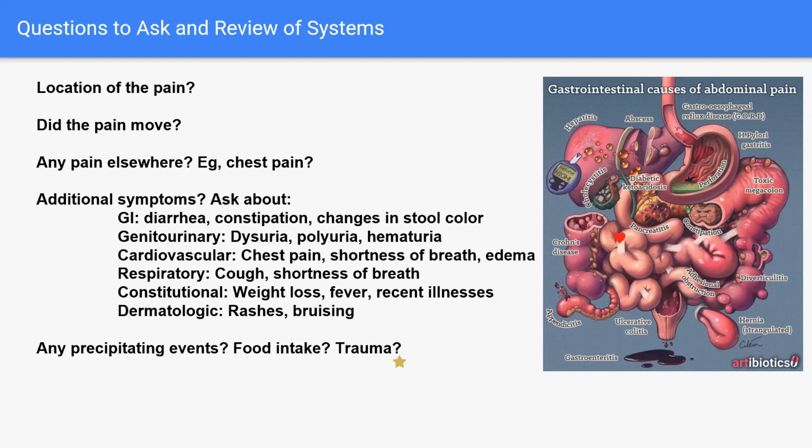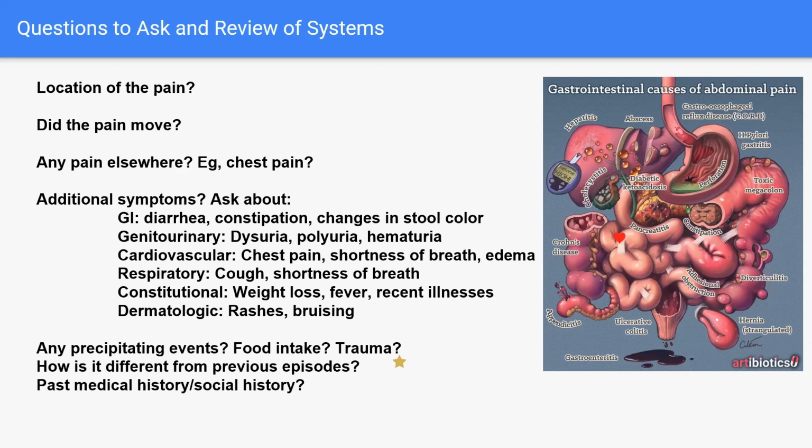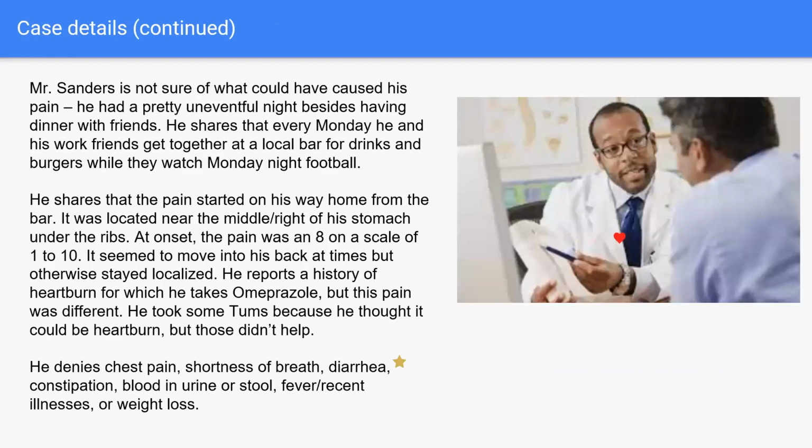And then two, is there anything that he thinks may have caused the abdominal pain? And how is it different from previous episodes that he's had? And then, as always, past medical history and social history. All right, so I think this is our last big chunk as far as the information we're going to get from the history. So if you guys want to take a look at this and read about it, and then think about how your differential may have changed, what things you might want to add, what things maybe don't seem as likely.